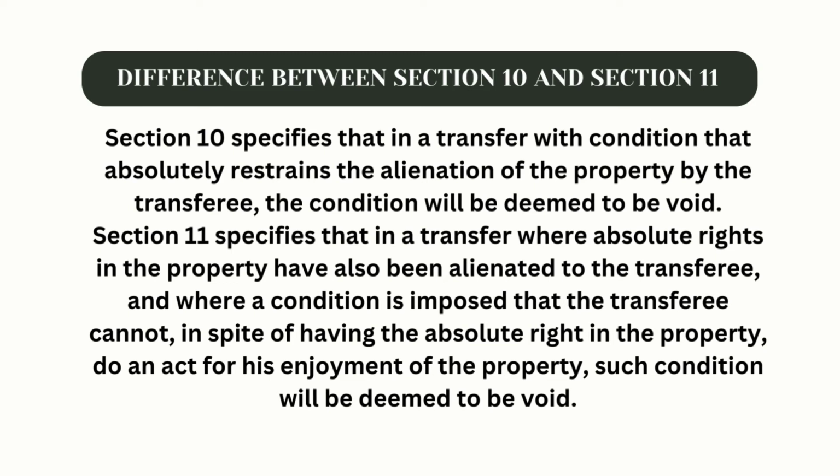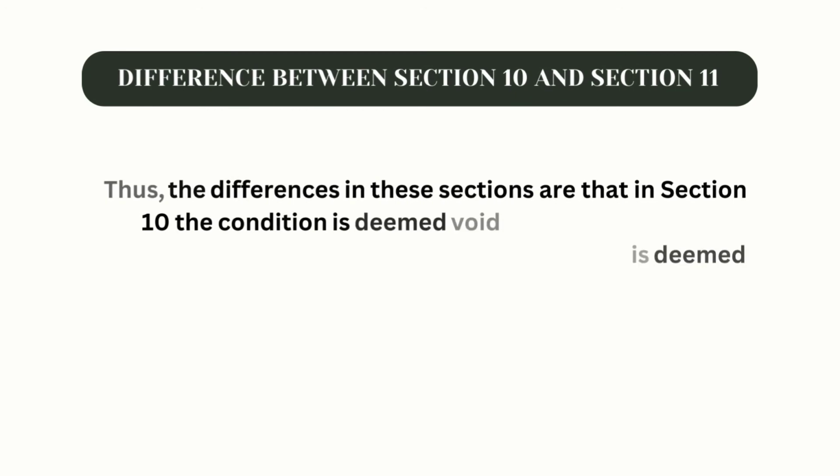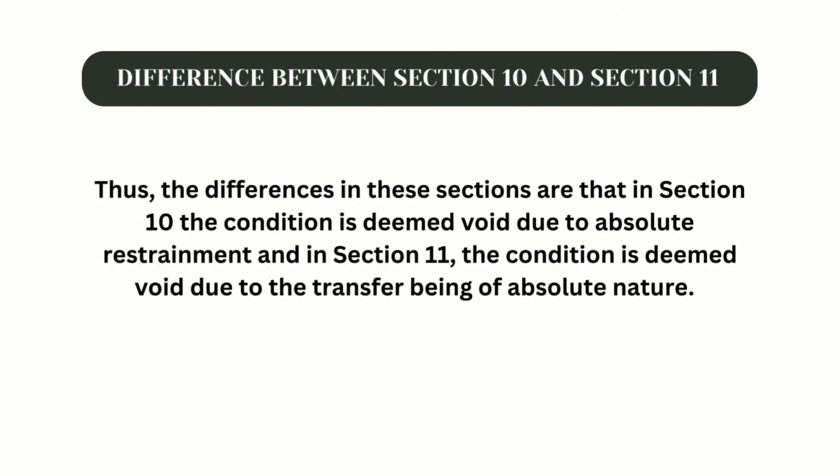Section 11 specifies that in a transfer where absolute right in the property has been alienated to the transferee, and where a condition is imposed that the transferee cannot, in spite of having the absolute right in the property, do an act for his enjoyment of the property, such condition will be deemed to be void. Thus, the difference in these sections is that in section 10, the condition is deemed void due to absolute restrainment, and in section 11, the condition is deemed void due to the transfer being of absolute nature.